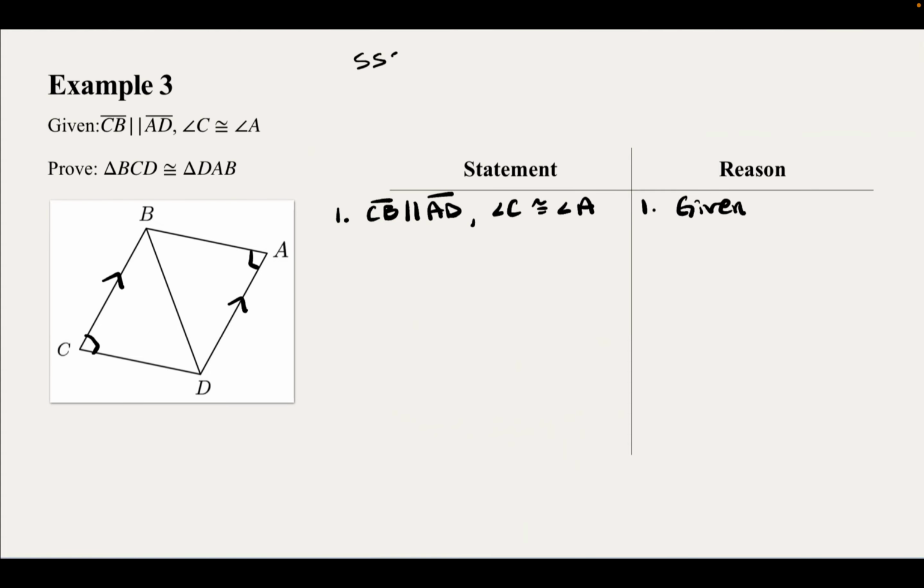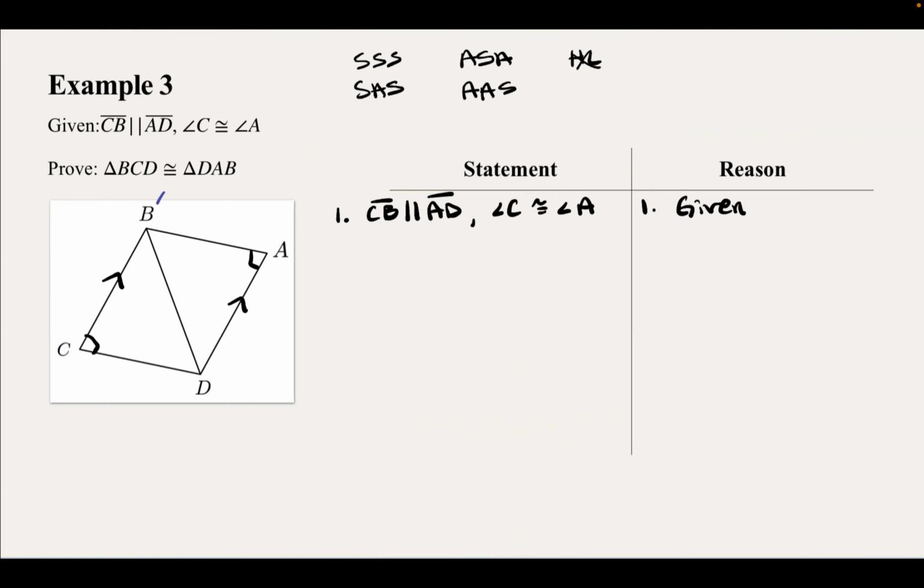All right, so once again, I like to just write out all my shortcuts here, just so that I have an idea of where I'm trying to go. Again, I'm not likely to use HL because I don't know that these are right triangles. So I'm going to cross that one out. It's probably not going to be it. Now I'm going to look at my given statements. What conclusions can I make if CB is parallel to AD?